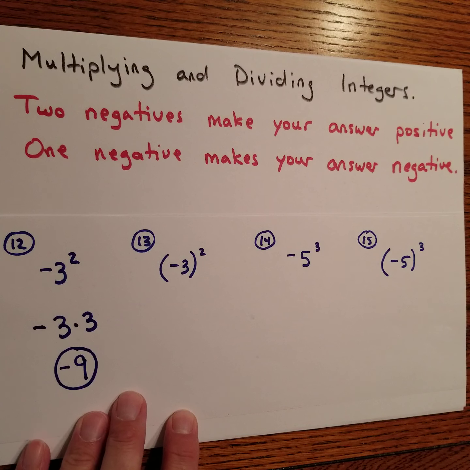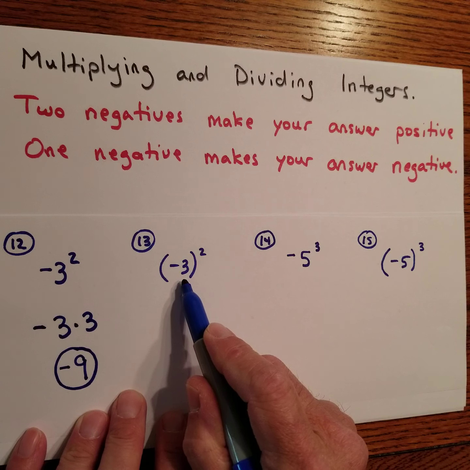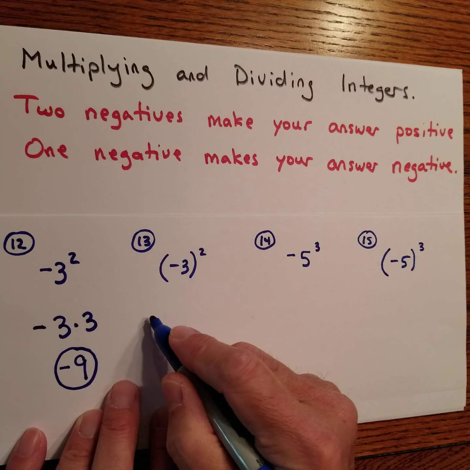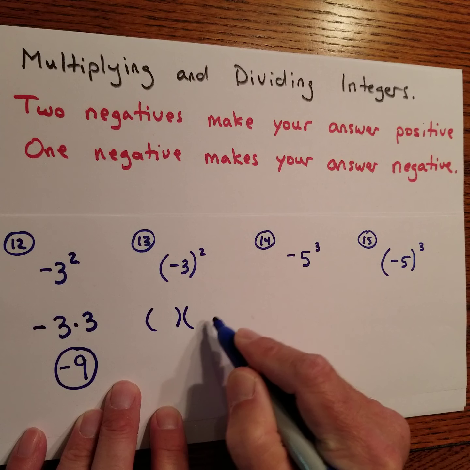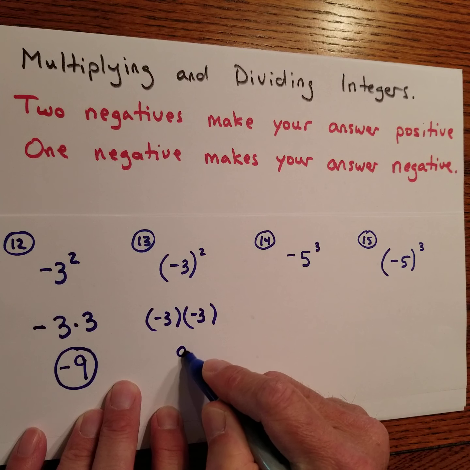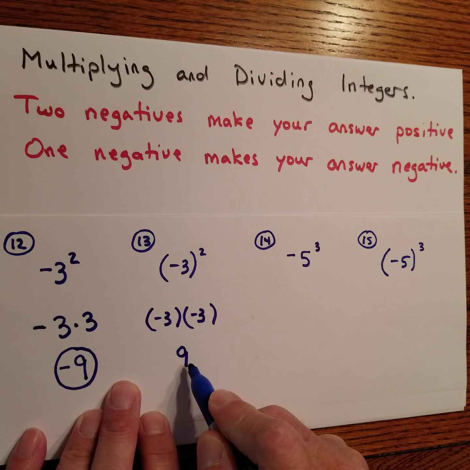Number 13 looks just like number 12, except the negative 3 is in parentheses. Now everything in the set of parentheses happens twice. So it's negative 3 times negative 3, and two negatives make a positive.